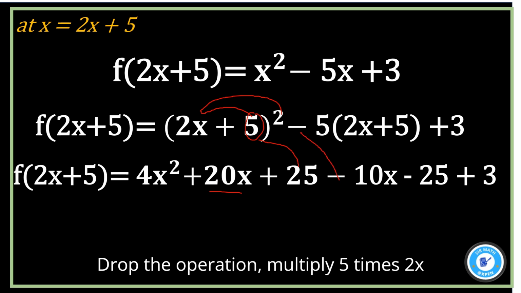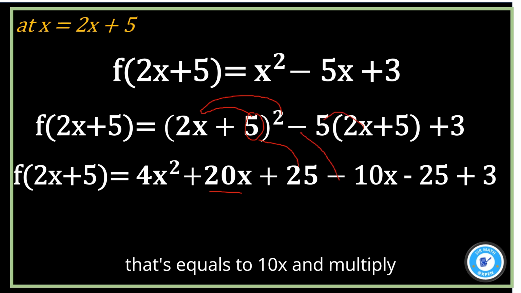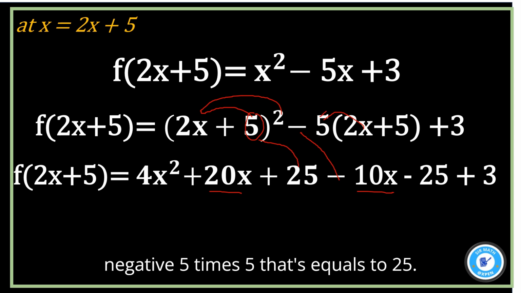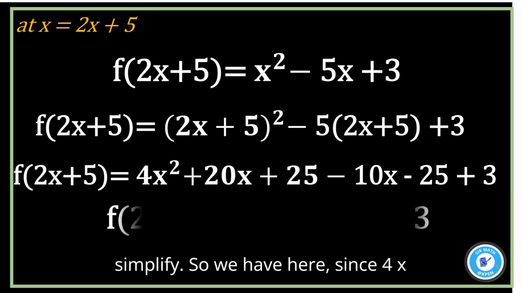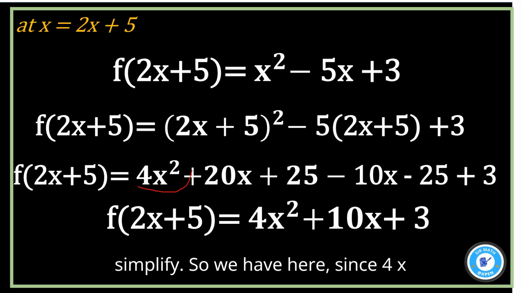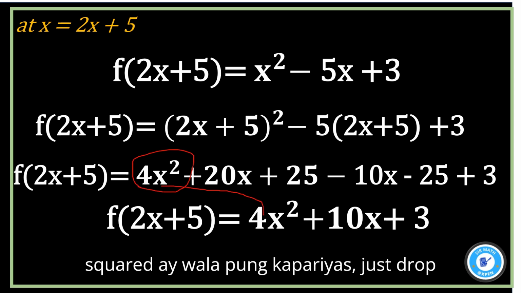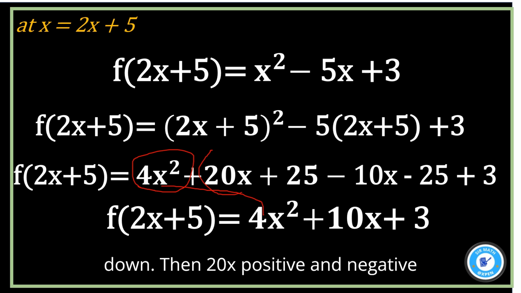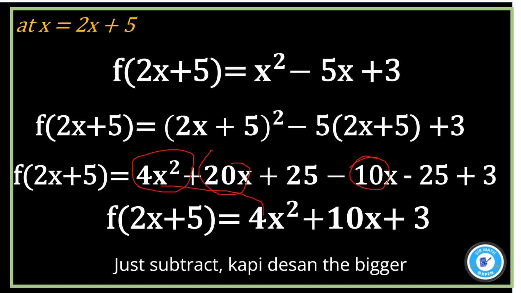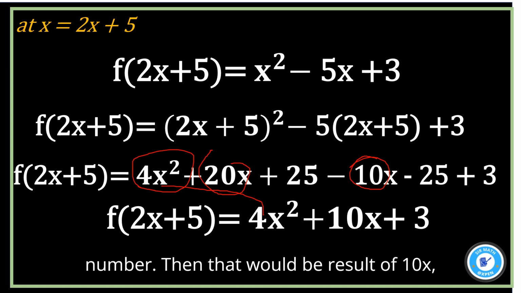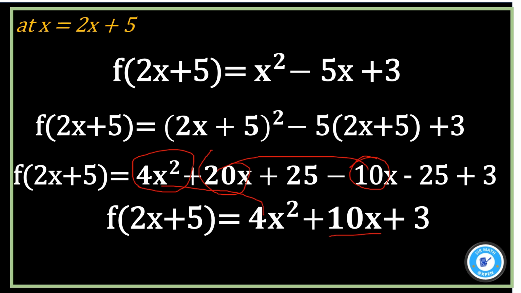Drop the operation. Multiply 5 times 2x. That's equals to 10x, and multiply negative 5 times 5, that's equals to 25. Then drop 3. Next is to combine like terms and simplify. So we have here, since 4x squared ay wala pong kaparehas, just drop down. Then 20x positive and the negative 10x must be combined. So mas malaki yung 20 at ang kanyang sign ay positive. Just subtract, copy the sign of the bigger number. Then that would be the result of 10x, that's positive.